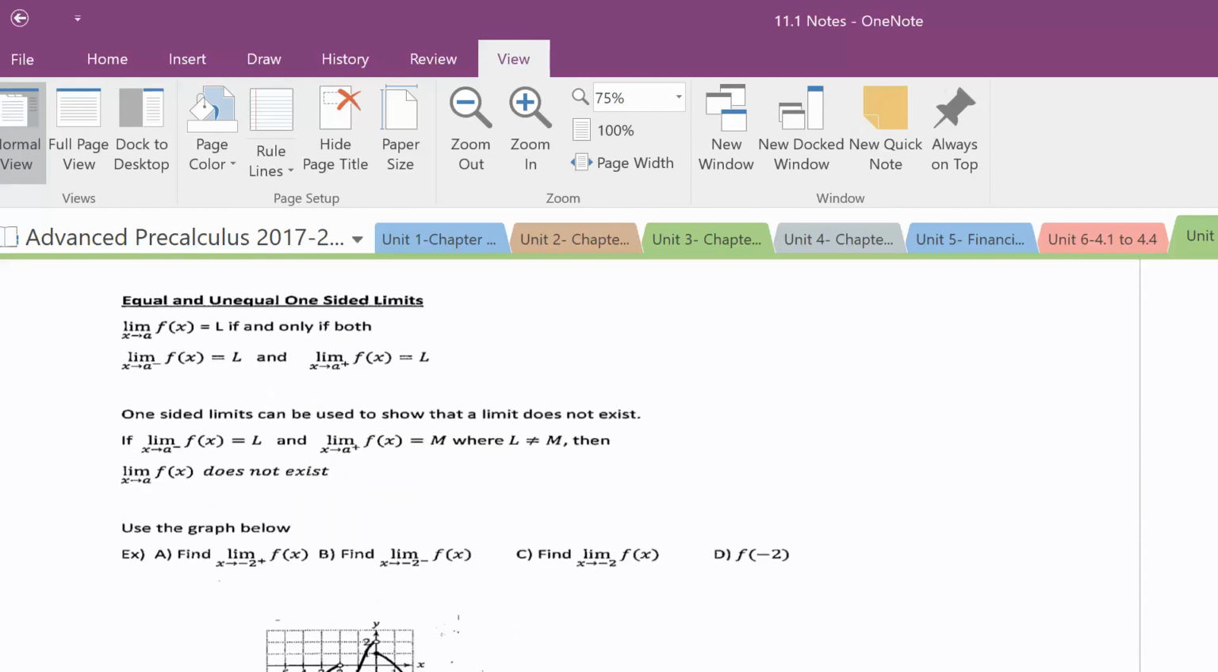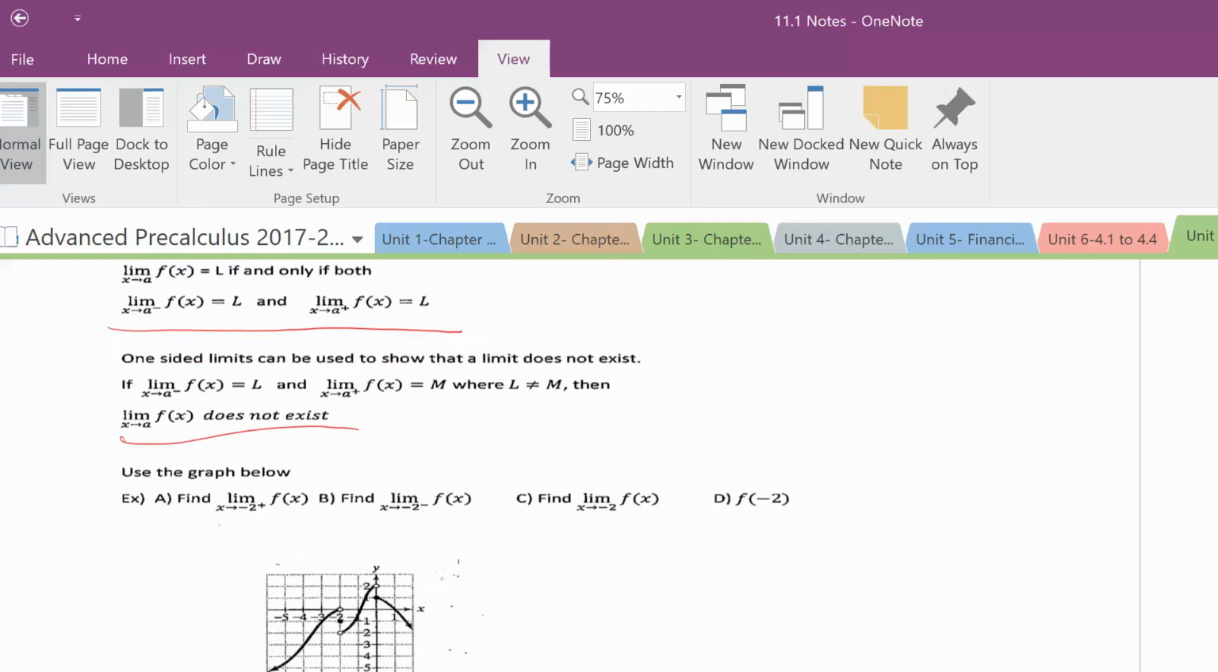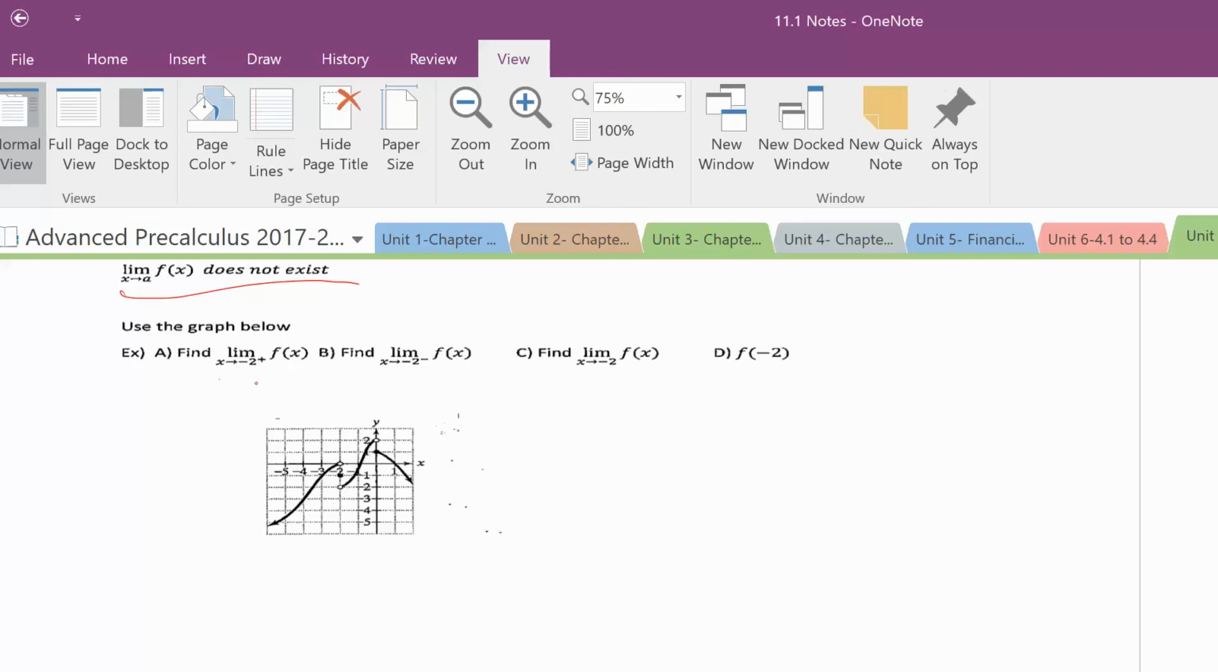So whenever the limits from the left and right are not equal, then we say the limit as x approaches that number does not exist. In order for the limit to exist, the limit from both the left and the right have to be the same. So if you look at the graph below, the limit as x approaches negative 2 from the right is negative 2. The limit as x approaches negative 2 from the left is 0. Since the left and right are different, we say the limit does not exist. F of negative 2 is the dot, which is negative 1. So in order for the limit to exist at a certain point, the limit from the left has to be the same as the limit from the right.